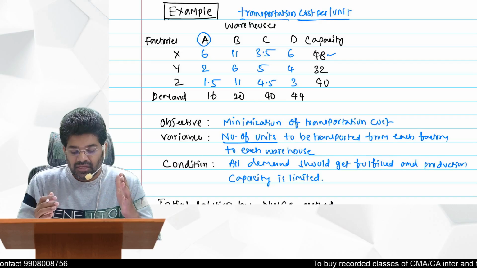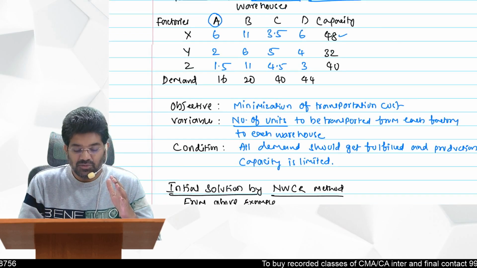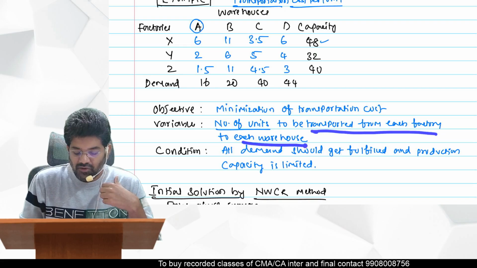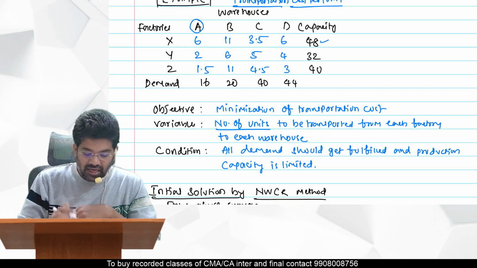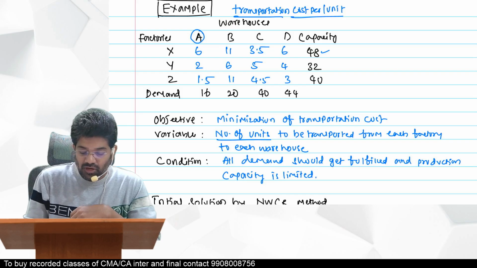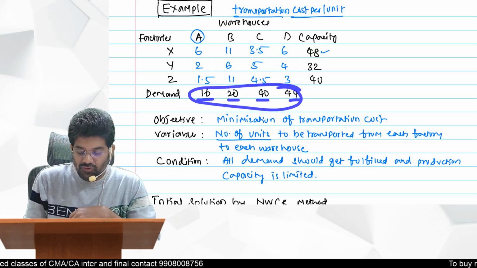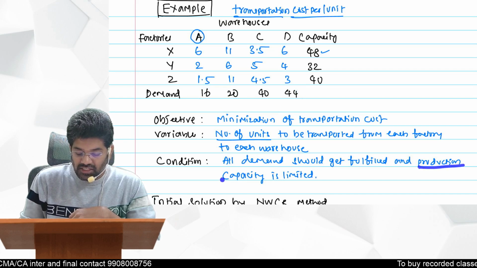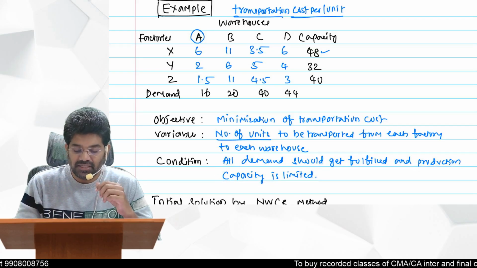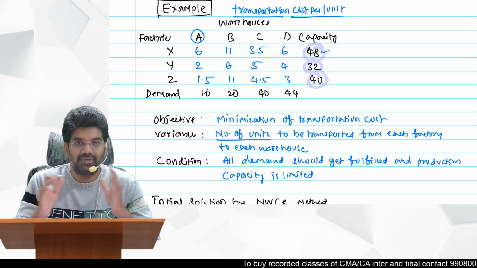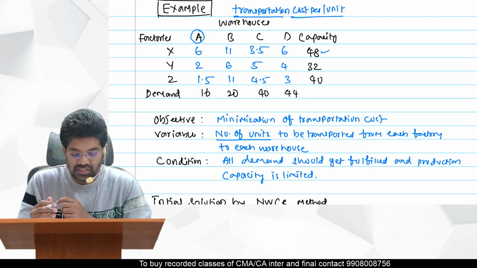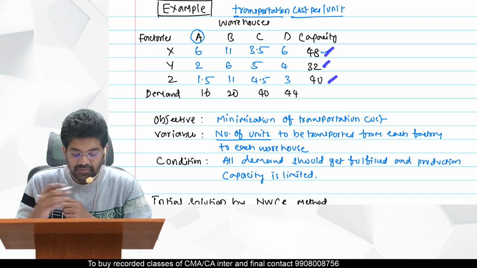So the function is to minimize the transportation cost. And what are the variables here? How many units I need to transport from each factory to each warehouse. And what is the condition here is that all demand should get fulfilled. Whatever is the demand at the warehouses should get fulfilled, and production capacity is limited. These are the conditions. Production capacity is only 48, 32 and 40, so that is limited, and you need to fulfill the entire demand of all the warehouses, but you have the capacity limited.